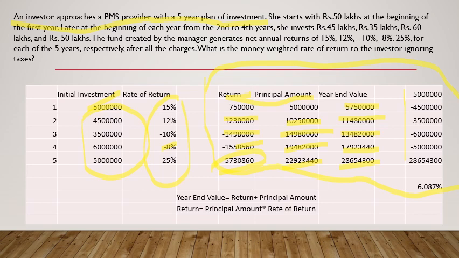So minus 5 values plus 1 positive value. You take your cursor to any place in the Excel sheet and write equal to. Once you have written equal to, you can use the formula IRR, and you will get your return, which is 6.087%. That's how you will realize your return.